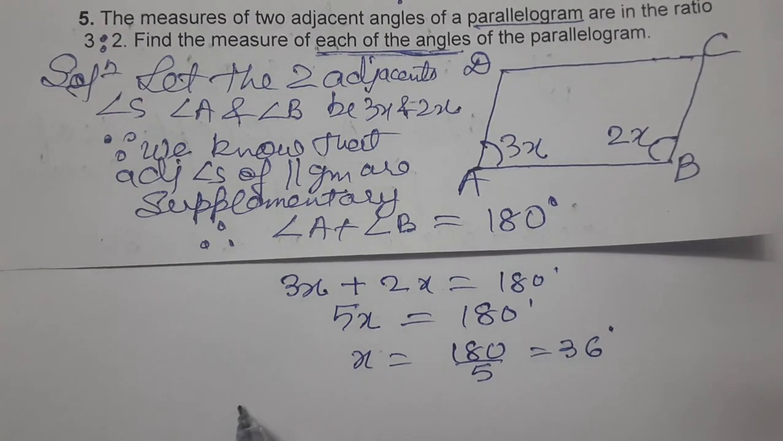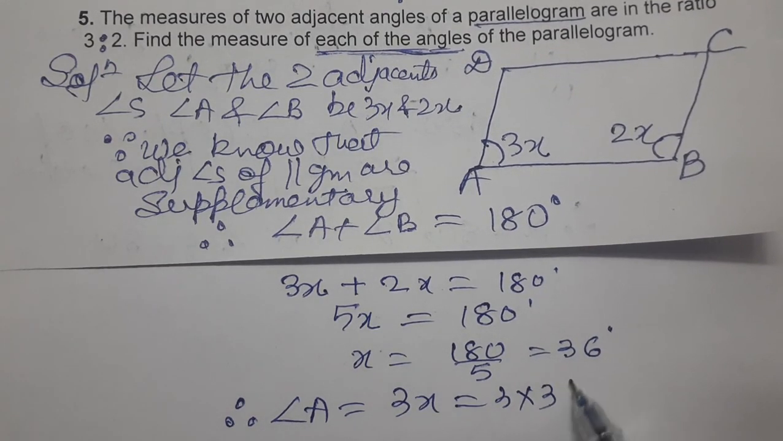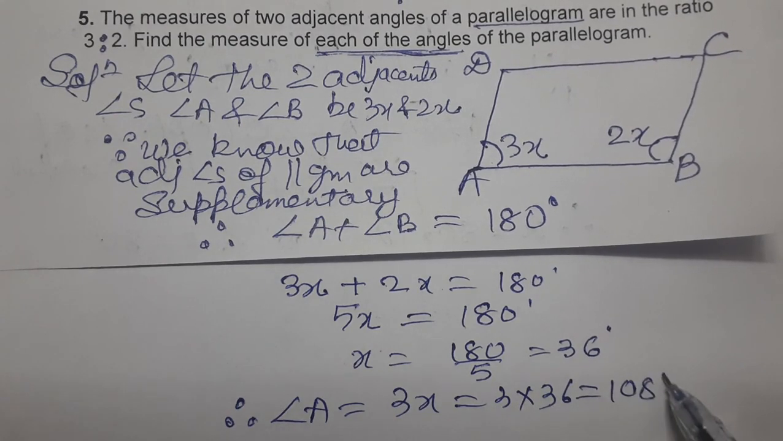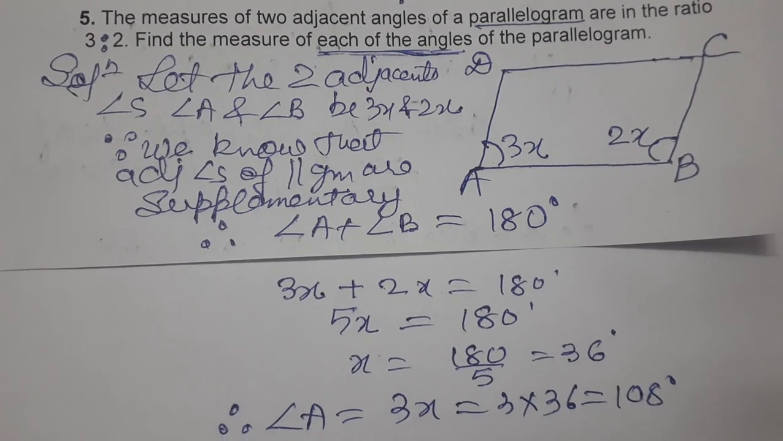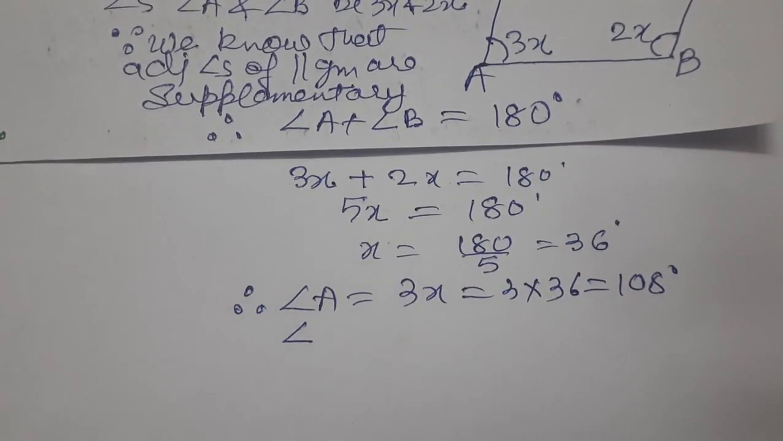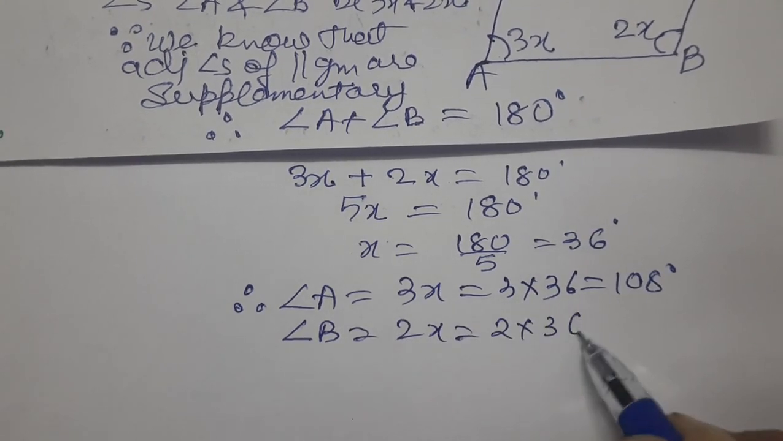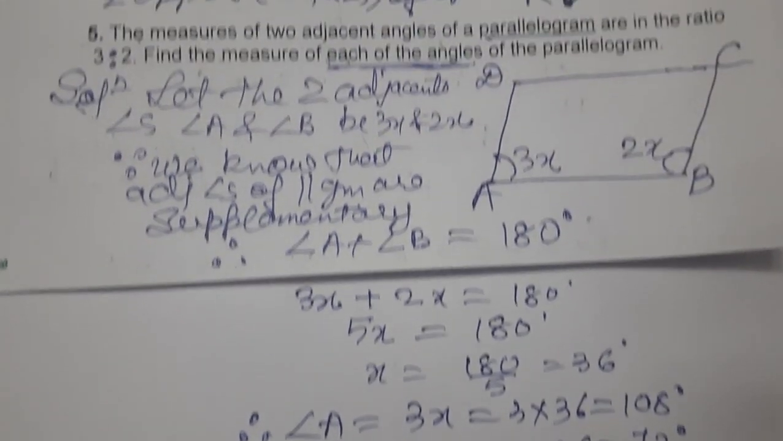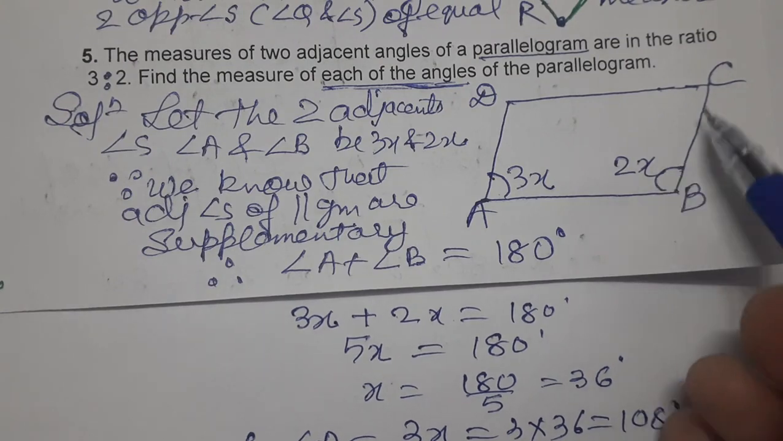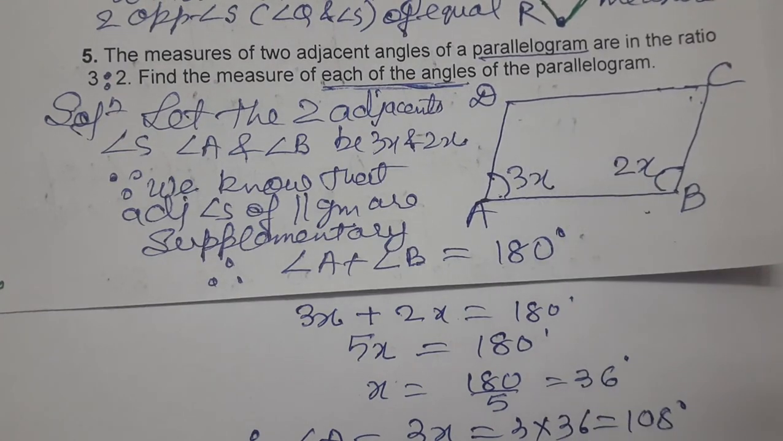We got x. Therefore angle A equals, what is angle A? 3x. Put the value of x. 3 times 36 is 108. Angle B, what is angle B? Angle B equals 2x. 2 into 36, 72 degrees. And we know that opposite angles of a parallelogram are equal. Angle C equals angle A, and angle B equals angle D.